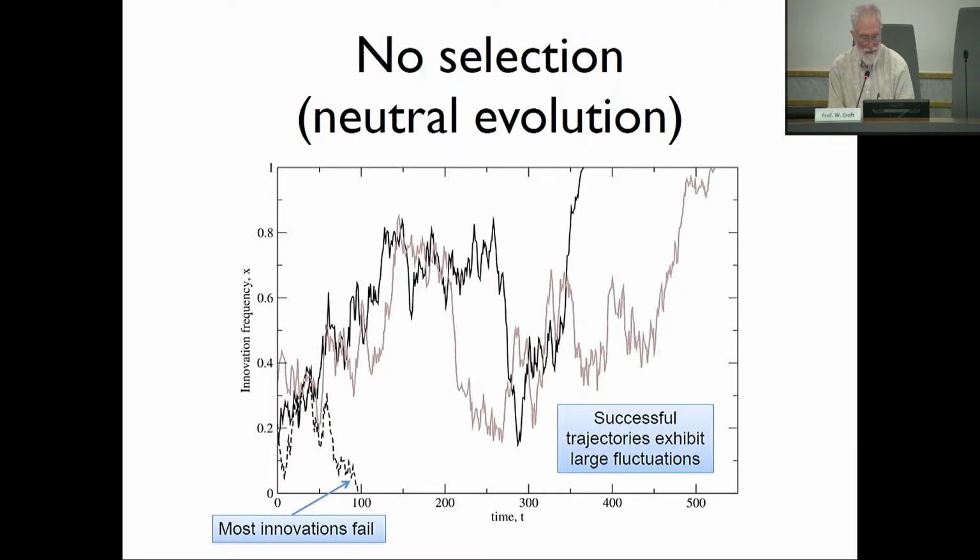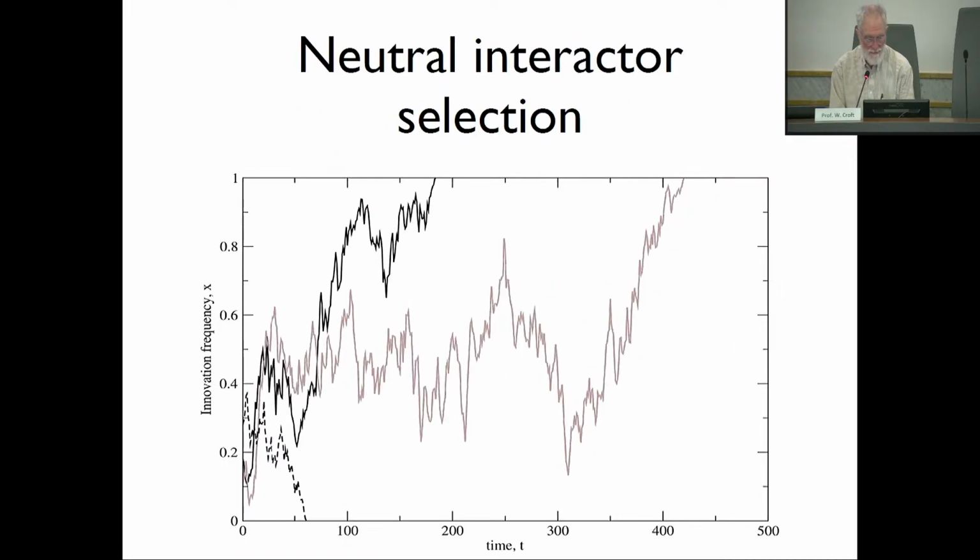However, successful trajectories exhibit large fluctuations, and that is generally not observed. You see either an S-curve if the change is successful, or a truncated S-curve if the change is going along and then for some reason it stops. That's what you observe in the documented cases. Neutral interactor selection is exactly the same. You get most innovations failing and you get random fluctuations. So those two mechanisms are very weak; they can't even give us something that looks like an S-curve.